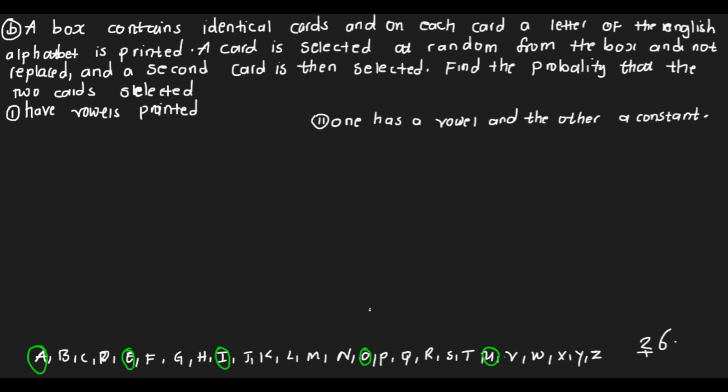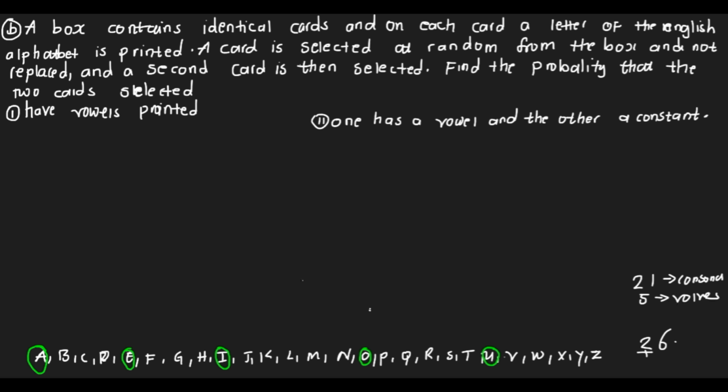letters are consonants. So the consonants are letters like B, C, D, F, G, H, J, K, L, M, N, P, Q, R, S, T, V, W, X, Y, Z. So from 26, if we subtract 5, we get 21. These are consonants. Then 5, we are told these are vowels.